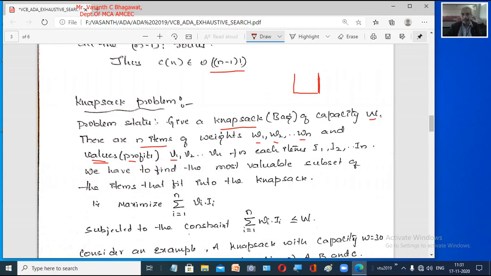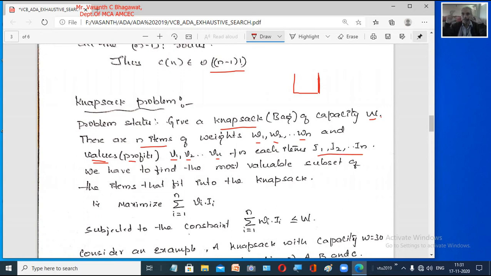V2, and so on, up to Vn. So the profit for all these items I1 to In is given to us. Now what is given in this problem? First, you are taking a bag, that is a knapsack. The capacity of this knapsack is given as W.